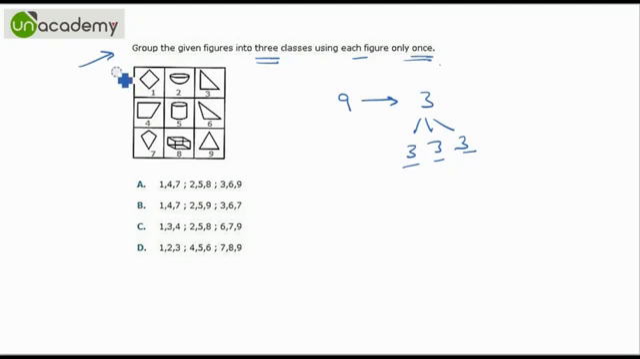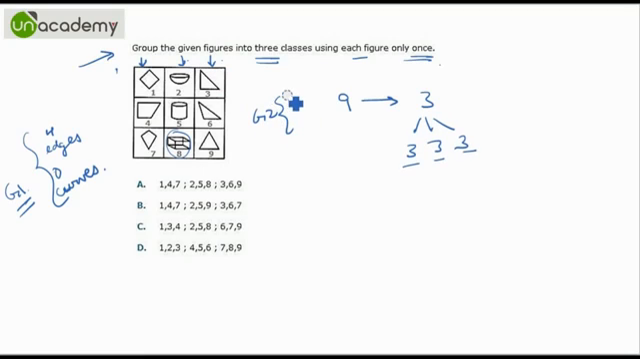When we observe the first column, we see that all of the 3 figures have 4 edges and no curves. So this can be a group, possibly G1. Let us see the second column. We see that 2 of them have curves, but the third one is a different figure. Let us see the third column. We have triangles in the third column, so the second group can be triangles.